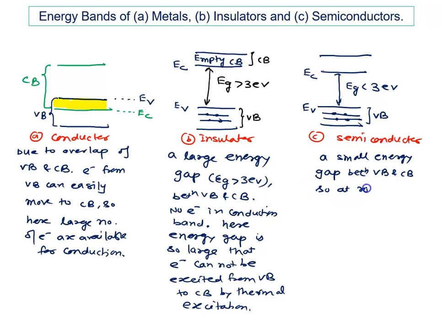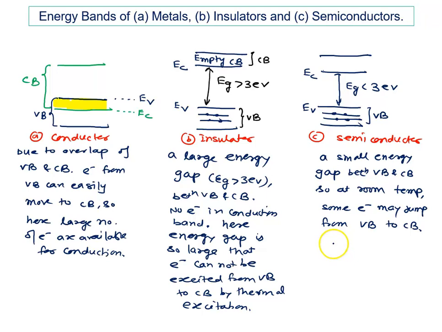So at room temperature, some electrons from the valence band jump into the conduction band by acquiring the energy. Some electrons may jump from valence band to conduction band. So we can say the resistance of the semiconductor is less than that of an insulator.